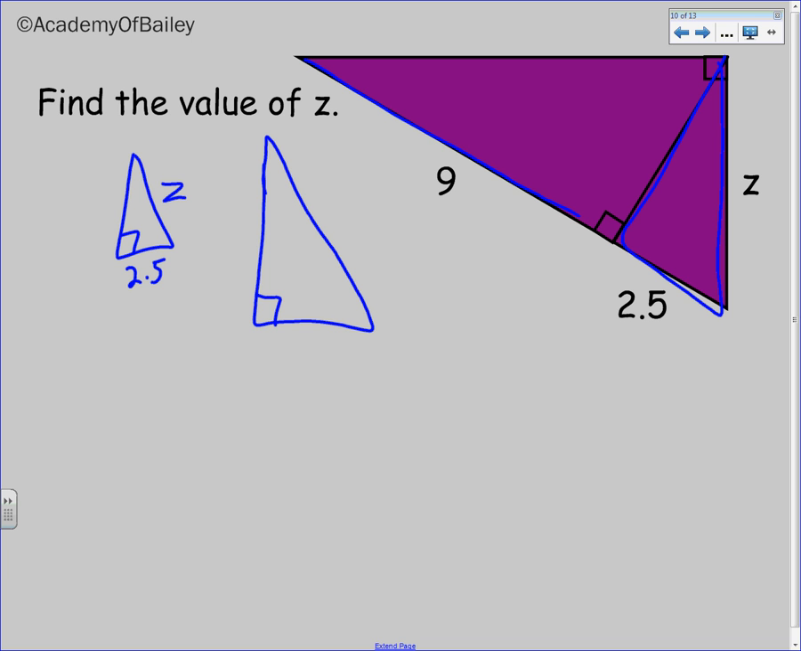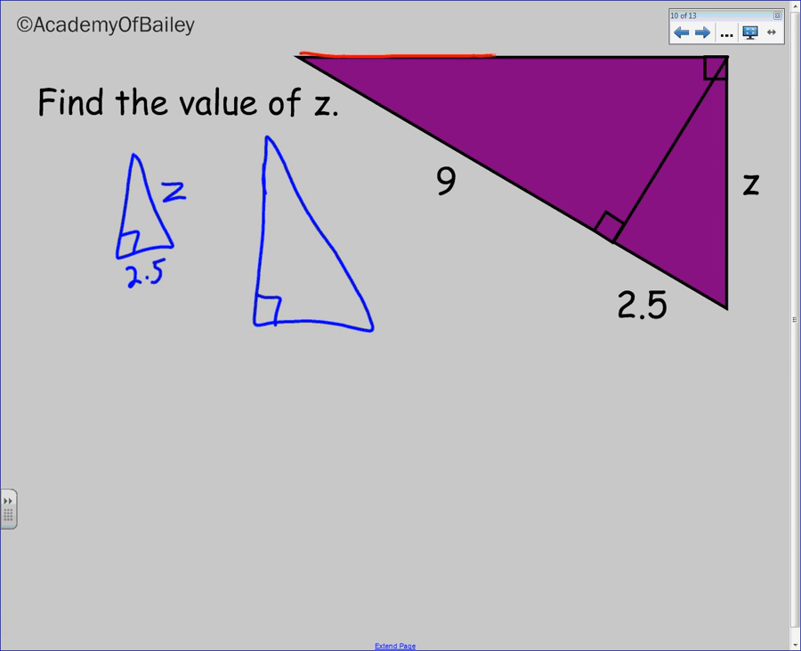I'm looking at this triangle right here, the one that has 9 involved in it. But there's only one measurement of that triangle that I know, and that's 9. What to do? Well, here's the thing, though. Remember that all three of those triangles are similar.